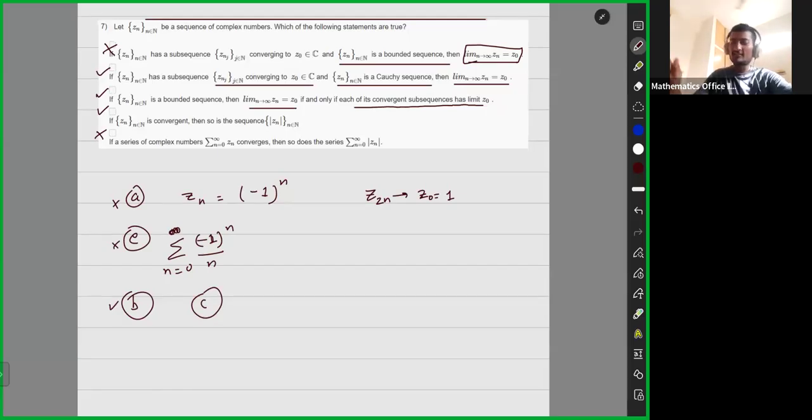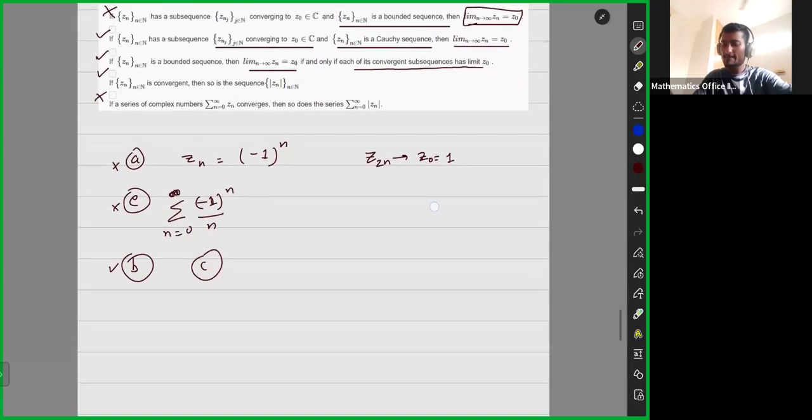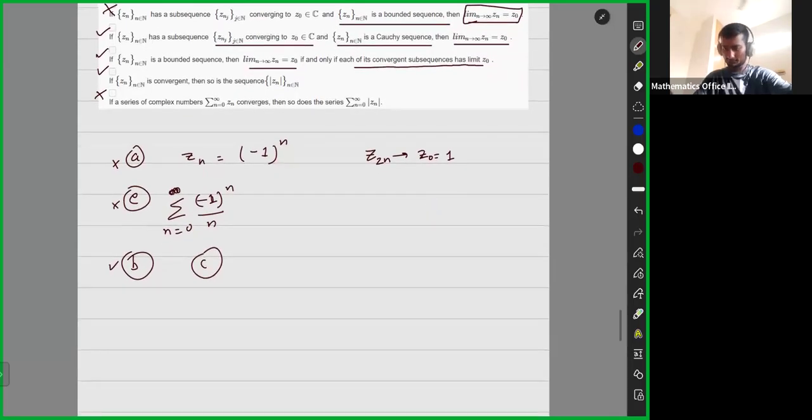I think okay. Should I explain this? The idea is the same, because Zn goes to Z, Zn minus Z is very less than epsilon for every n after some n naught, right?